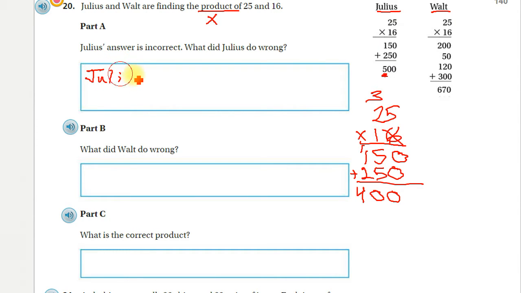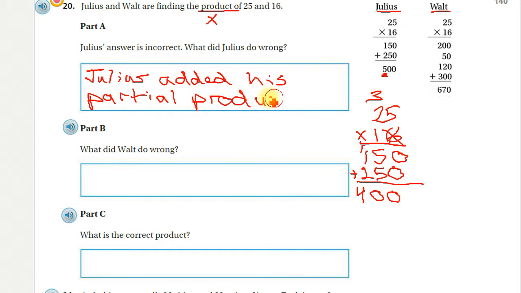Julius added his partial products incorrectly. I'm going to get real particular. Okay? So that's what Julius did wrong. And I just worked the problem out using the same strategy Julius did, and pretty quickly I was able to see where his error was.